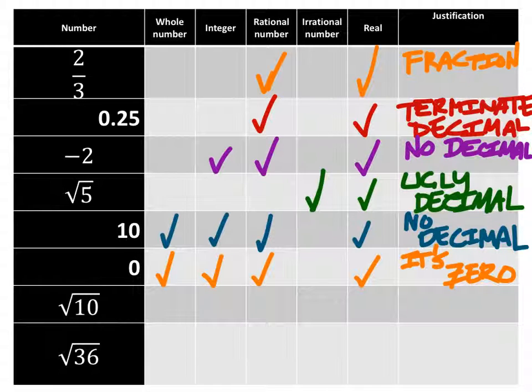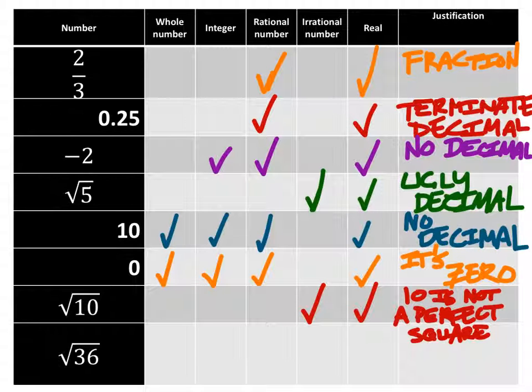All right, the square root of 10. This one is an irrational number that is real. Now, this decimal is extremely ugly. Another way to identify this is because it's the square root of a non-perfect square. And we'll talk about those more in the next lesson.